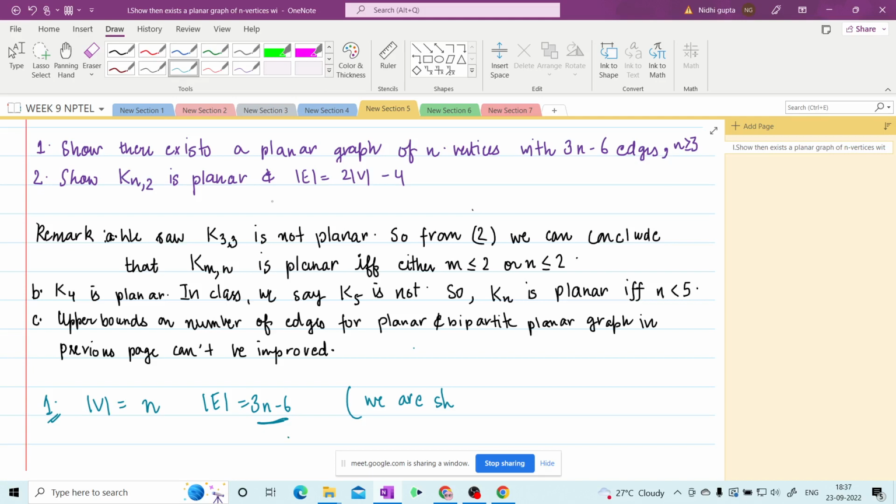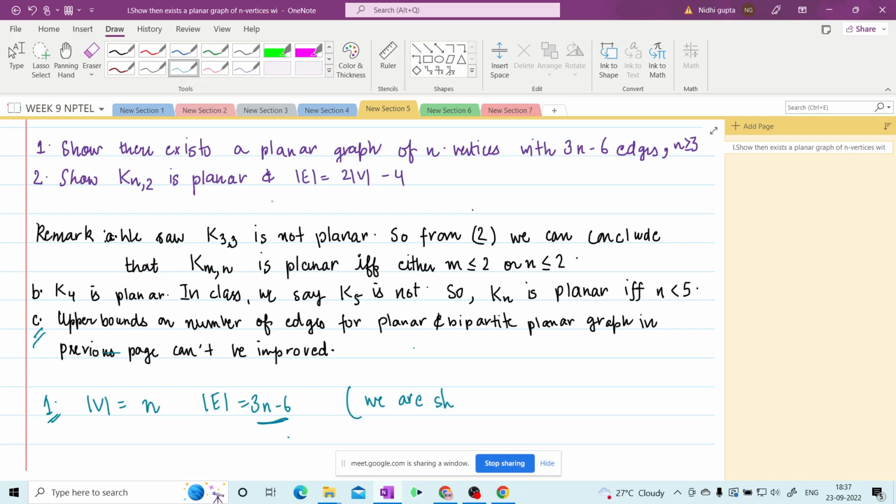And similarly in question 2, we'll be showing that K_{n,2} is planar, where K_{n,2} is the bipartite graph where one set has n vertices and the other set has 2 vertices, and here also if we count the number of edges, they will come out to be 2n minus 4. So if we show both these problems, we are basically showing remark C, that the upper bounds on the number of edges for planar and bipartite graphs cannot be improved because we are able to give an example where those upper bounds are attained.